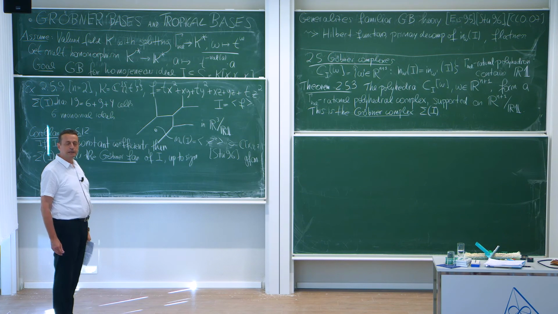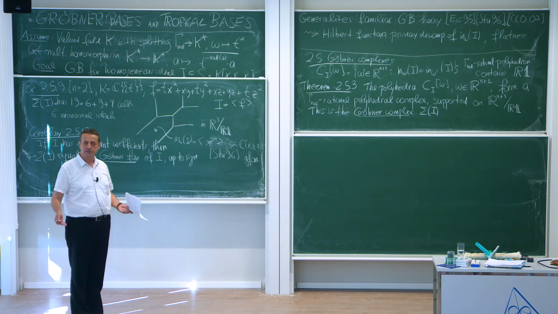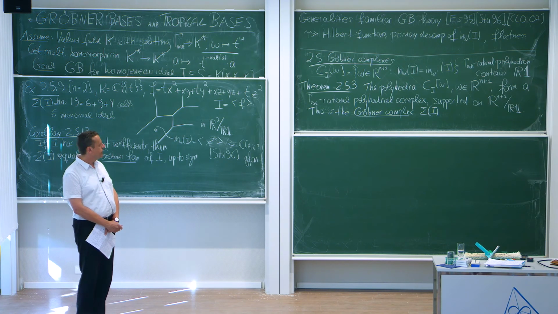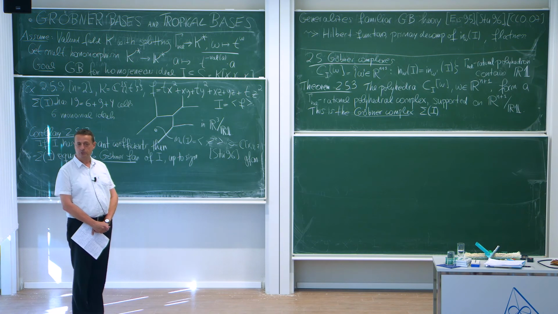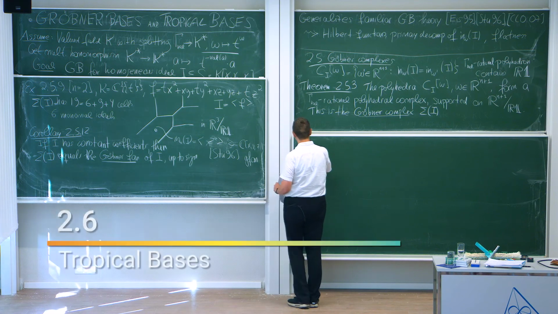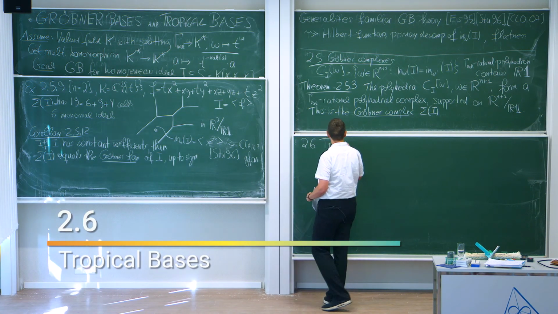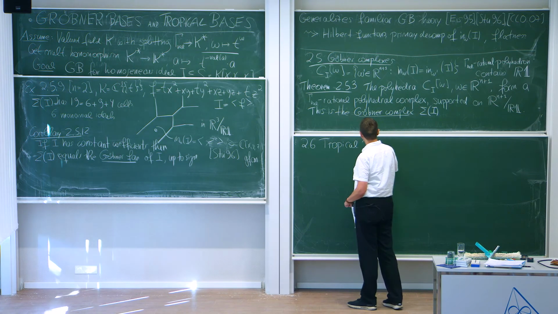Okay, so what have we done? We've talked about Gröbner bases, 2.4. We talked about its sort of polyhedral geometric rendering, the Gröbner complex, 2.5. And now let's talk about tropical bases. That's 2.6.